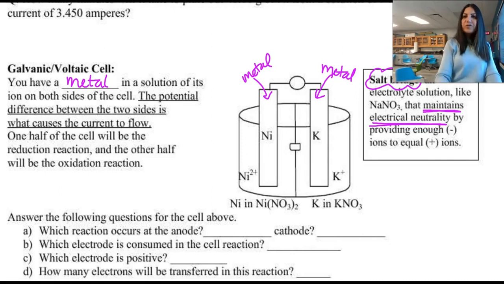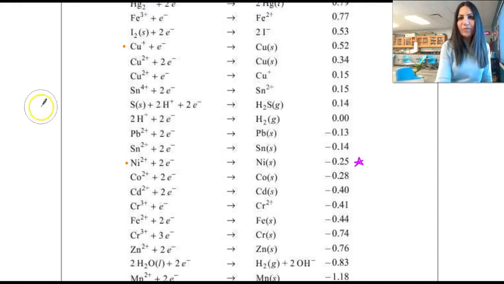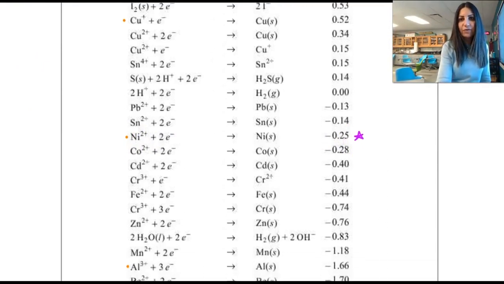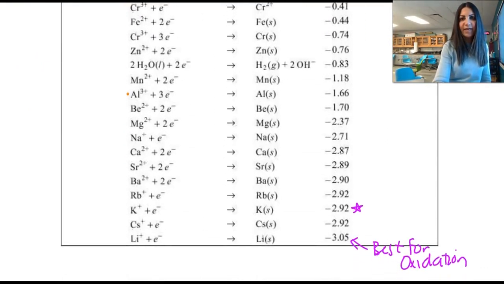Let's check to see which one is our reduction and which one's our oxidation first. Okay, here we have it. I looked on our chart and it looks like our nickel is right here at a negative 0.25. Let's scroll down and see if we can find potassium. And there it is, down on this chart at a negative 2.92. Based on this, we know that the potassium is going to be the one that we need to flip and make an oxidation. We're going to keep the nickel as a reduction.